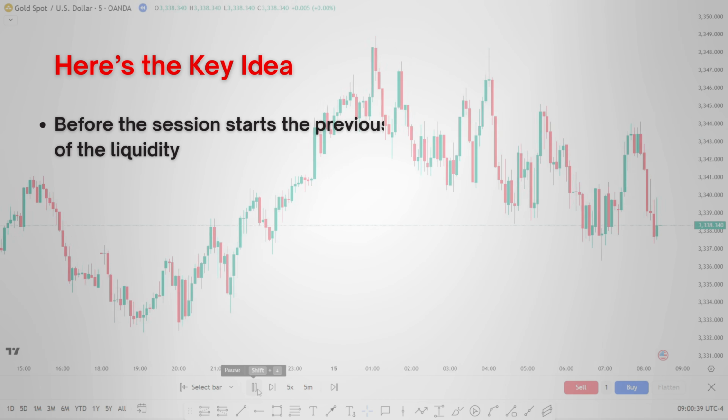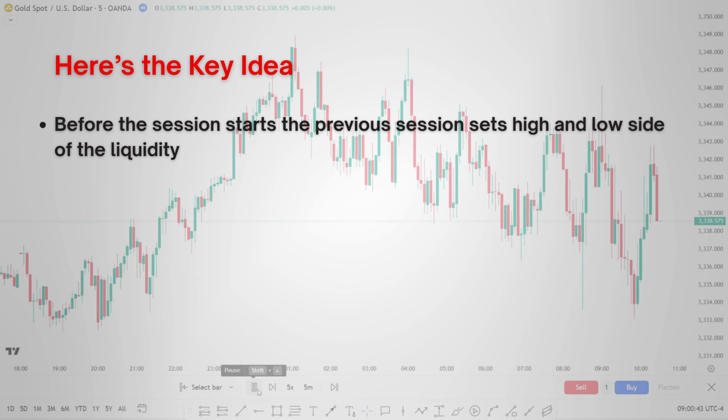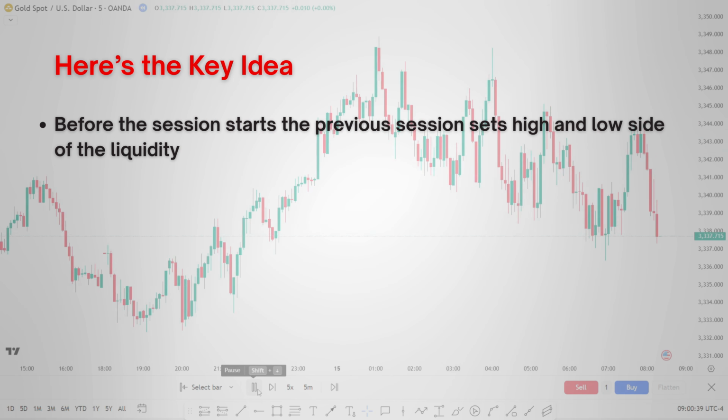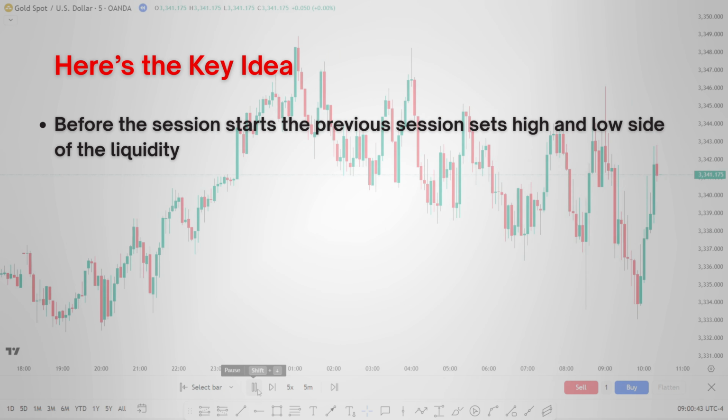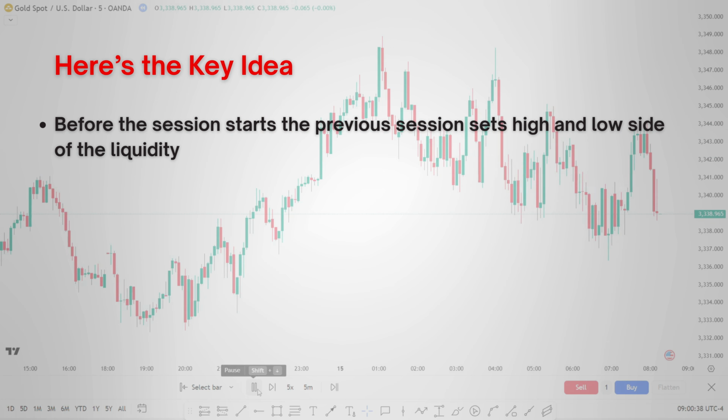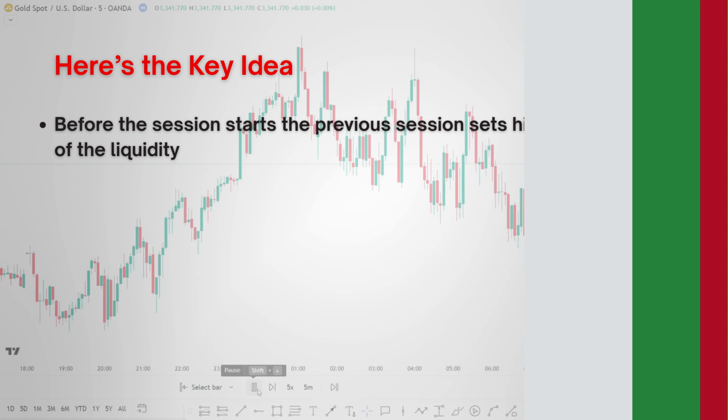Here's the key idea. Before the session starts, the previous session set the high and low side of the liquidity. That range is like your battleground. It's where liquidity builds up, waiting to be swept during our session's timings.